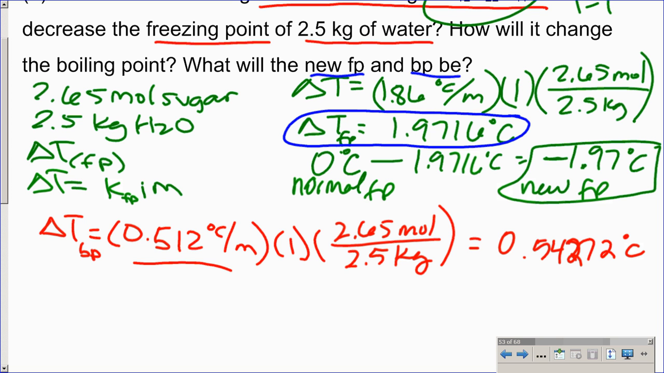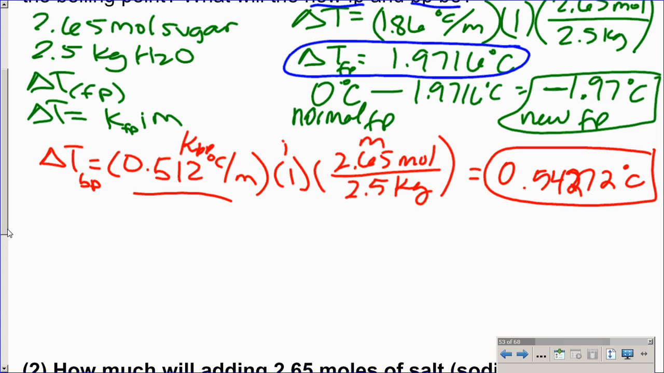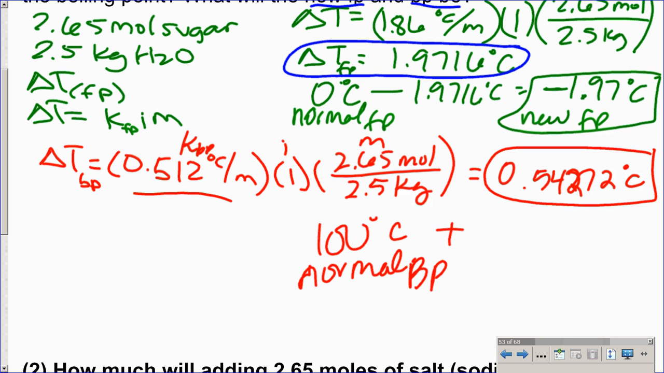All right, so once you plug in your boiling point constant, KBP, your i factor of 1, because that's what all covalents are going to be, and your molality, and I don't know, you can leave it like that. That's fine. You get your boiling point increase, or elevation, to be this. So how do you get the new boiling point of water? Take what? 100 is its current, normal boiling point, and you're going to add the difference because it's elevating, it's increasing. 0.5427, right? So the new one is 100.54 degrees C.